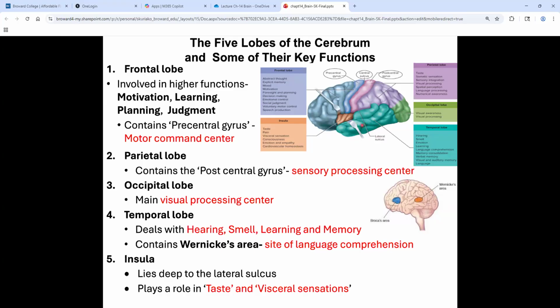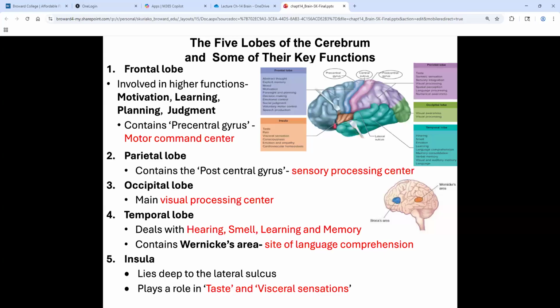And the temporal lobe deals with hearing, smell, learning, and memory. It contains an area which is called the Wernicke's area. That is quite important. That is actually the site of language comprehension. So the reason why you can understand me is because your Wernicke's area is now active. That's why you can understand what I'm telling you. Okay? So Wernicke area is in the temporal lobe.